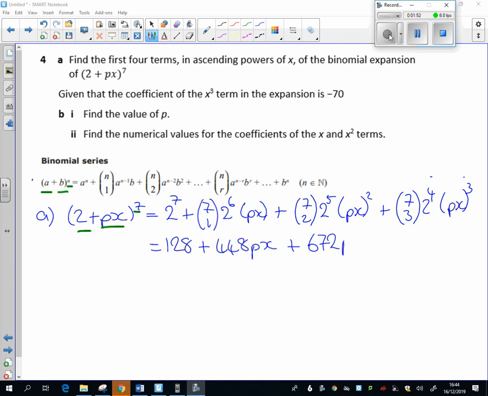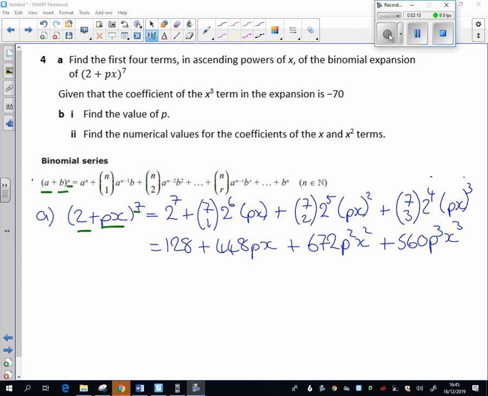So if I lose those brackets, the p is also going to get squared as well as the x squared. Okay, and then final one, so 7 choose 3 times 2 to the power of 4 would give me 560. And then again, if I lose those brackets, I must remember that that's going to be p cubed x cubed.